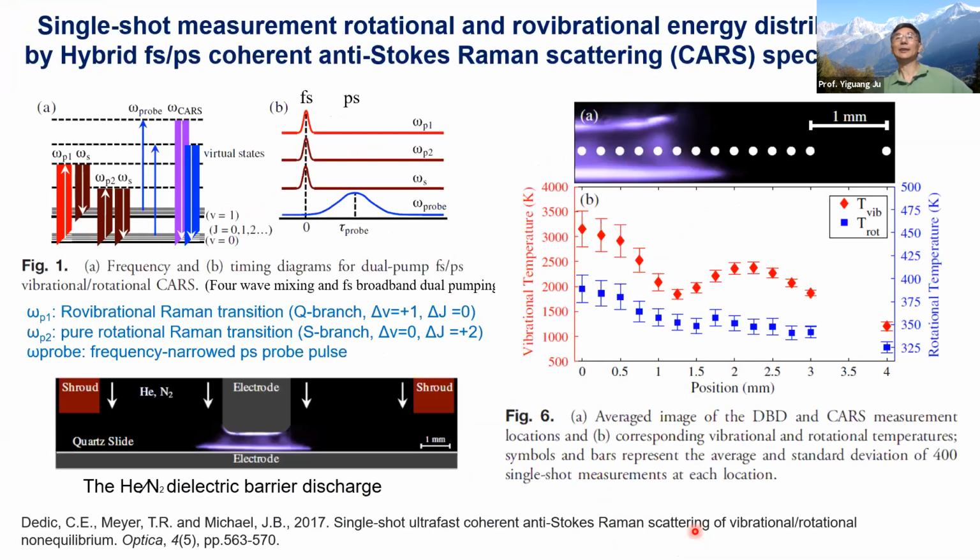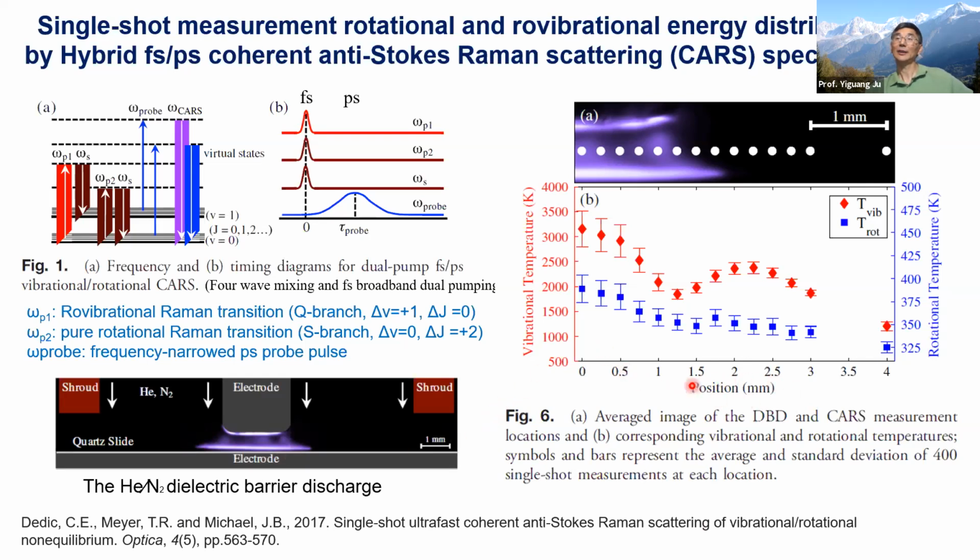And another study at the University of Iowa by James Michael, using a femtosecond picosecond laser and using rotational and vibrational energy to measure the vibrational temperature between the electrode and two electrodes in a DBD.